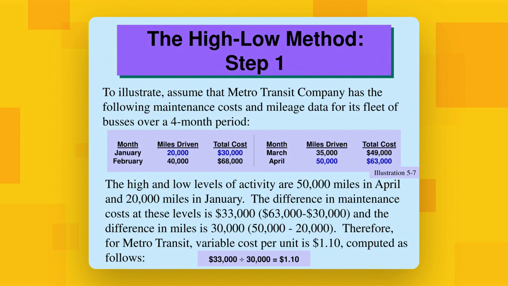So, 63,000 minus the cost of the lowest activity. Look for the lowest activity: 20, 40, 35, 50. Surely 20. What would be the cost of the lowest activity? 30. No problem with the lowest, since the lowest cost is also the cost of the lowest activity. So 63,000 minus 30,000 divided by the highest activity, 50,000, minus the lowest activity, 20. So 63 minus 30 divided by 50 minus 20, and the answer here is 1.10.